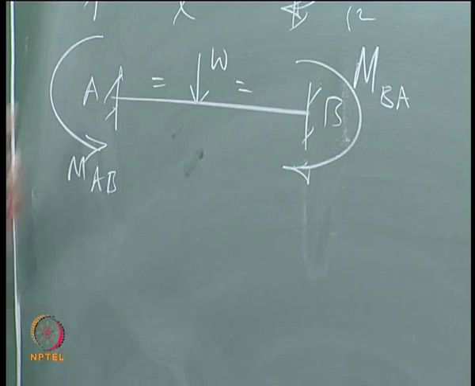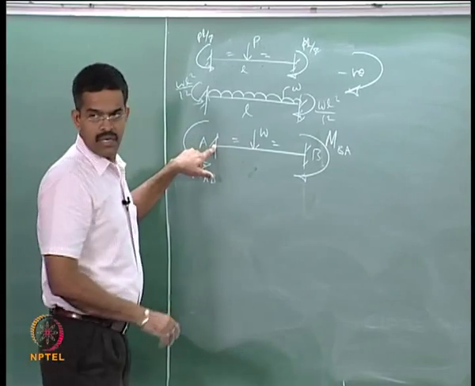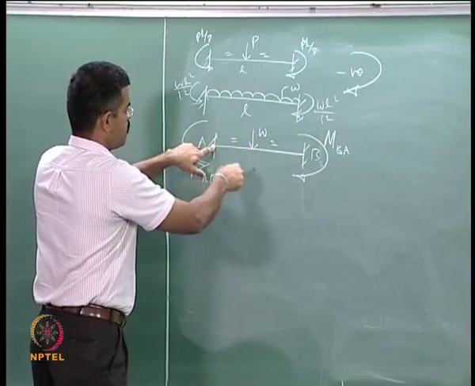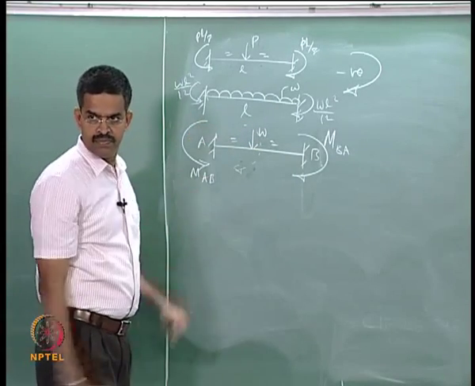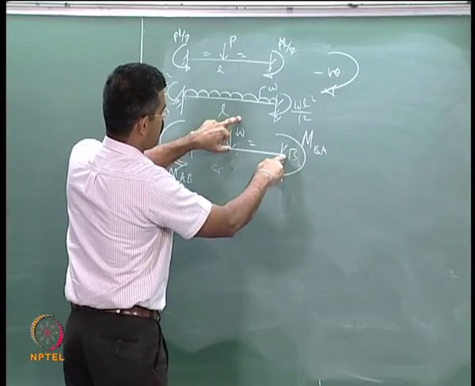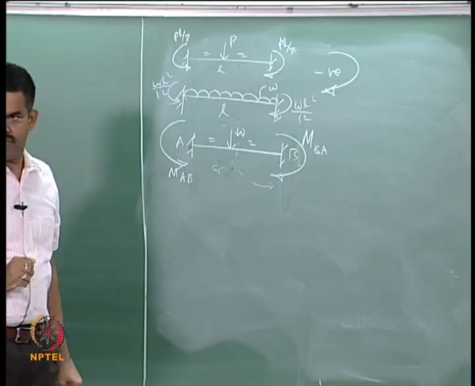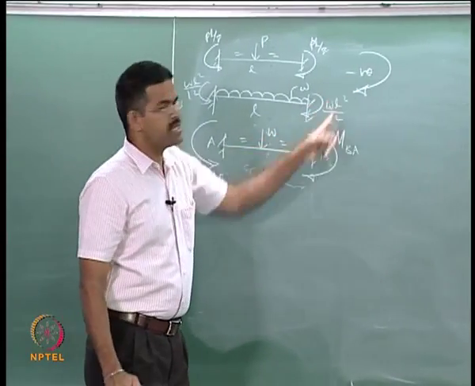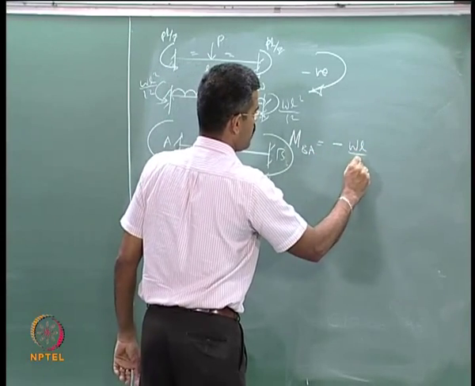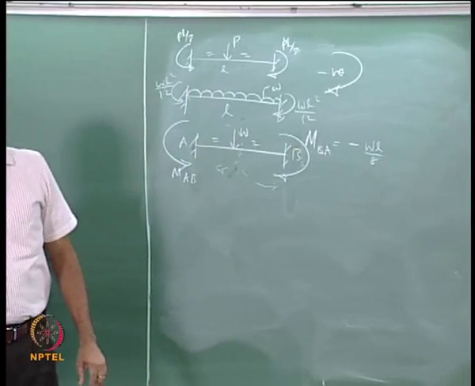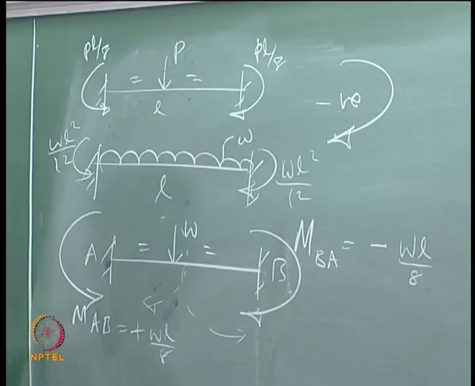You may wonder how I am marking these arrow directions. Hold the finger here, take the moment of this force about this point. So, this will have a direction like this, is it not? This will oppose it. Hold the finger here, take the moment of this force about this point, it will rotate like this, this will oppose it. So, I said clockwise is negative. So, I can say MBA is minus WL by 8 and MAB is plus WL by 8. Similarly, let us do it for BC also.